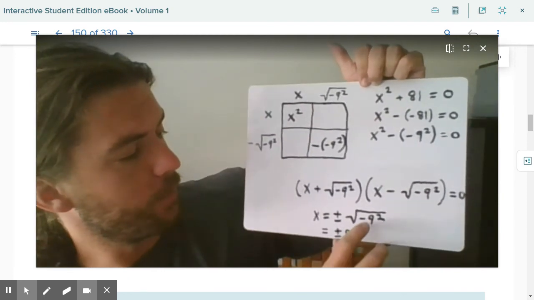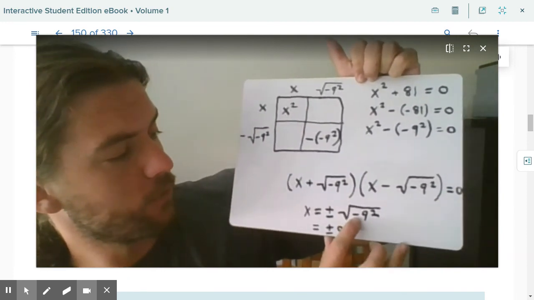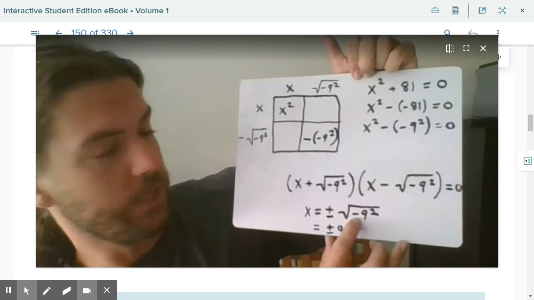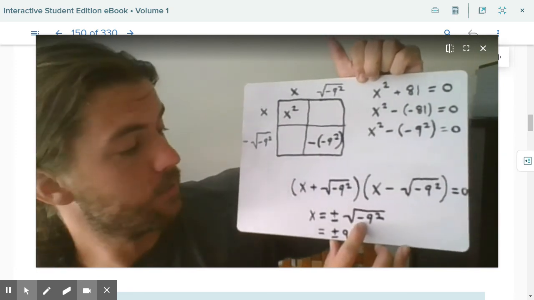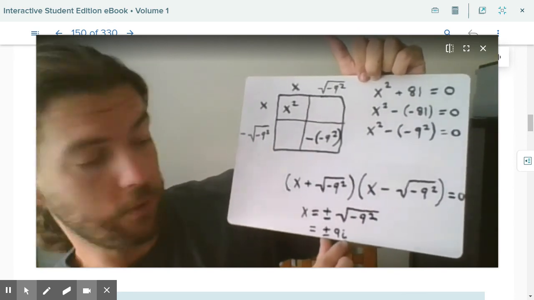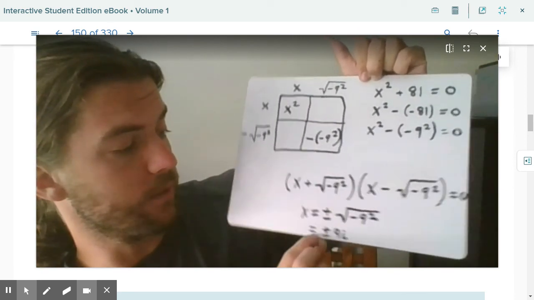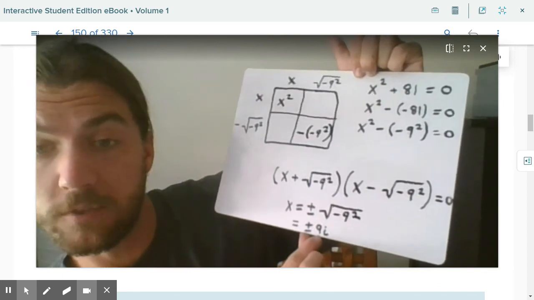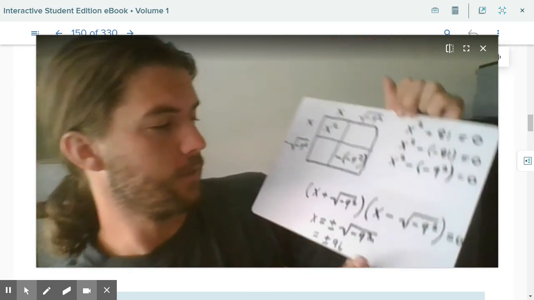Our final step would be to break this apart into factors. So we could say that is the square root of negative 1 times the square root of 9 squared. Square root of negative 1 becomes our i, and square root of 9 squared just becomes plus or minus 9, giving us our same solution there of plus or minus 9i.